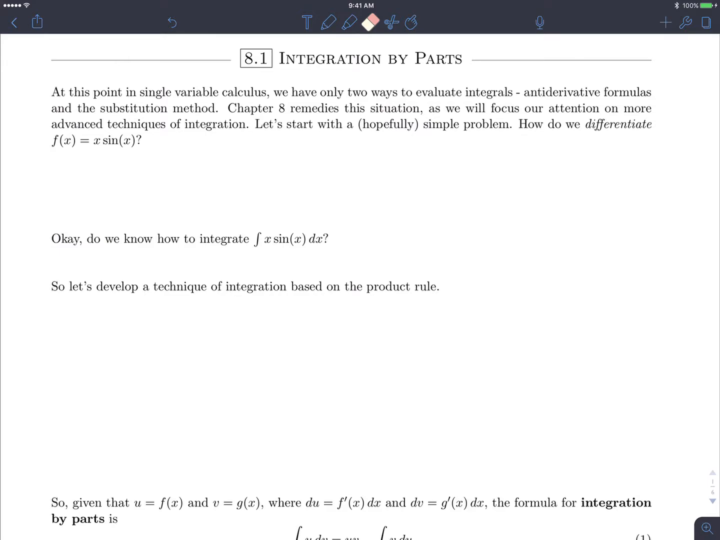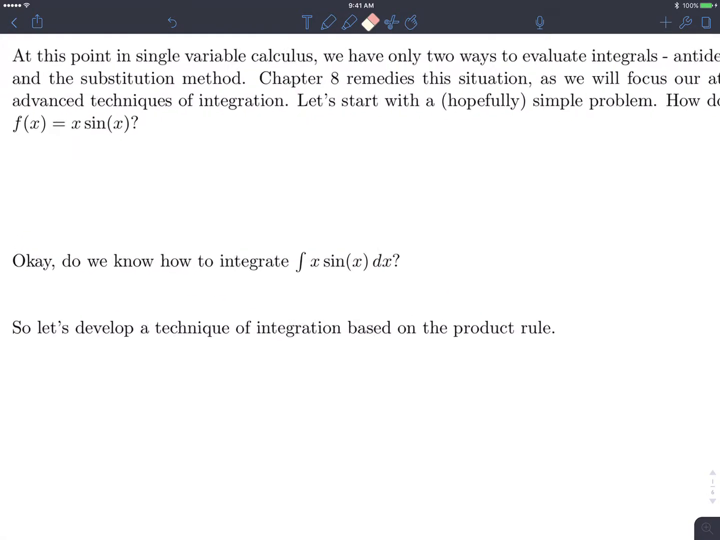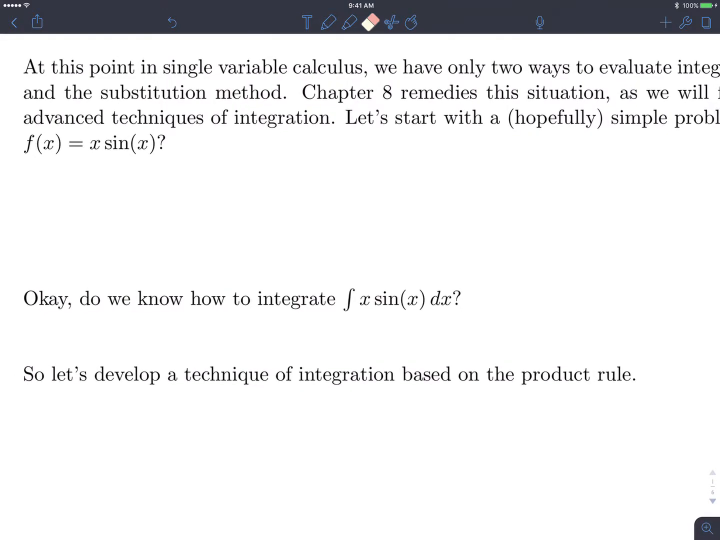And to kind of get an idea of where this formula comes from, I thought we'd revisit a problem from Calc 1. So what if we were asked to differentiate the function f of x equals x times sine of x? How would we do that? Well, hopefully you remember that if you're trying to take the derivative of a product of two functions of x, then we use the product rule.